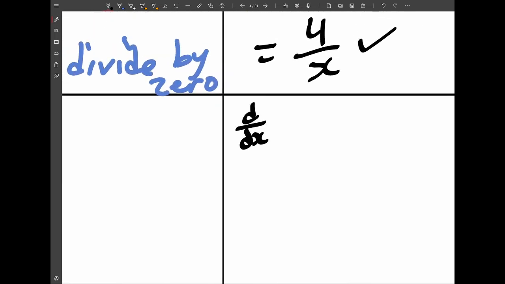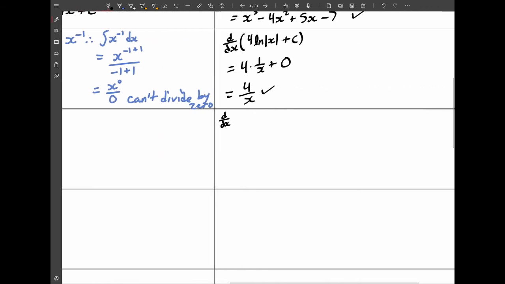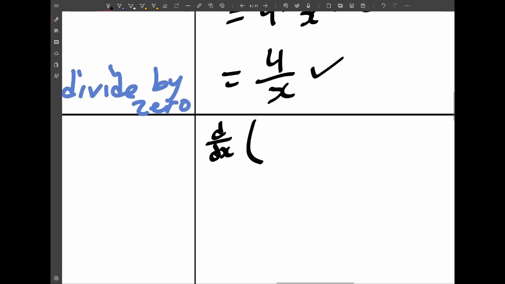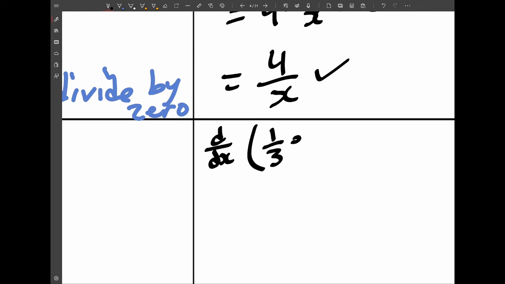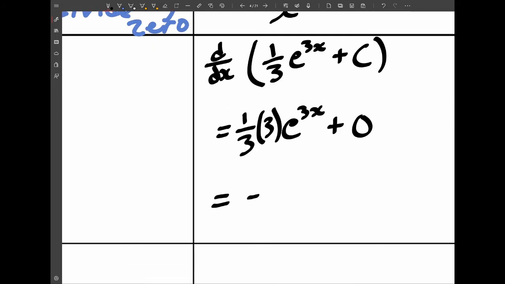d dx. Oh, I almost forgot, plus c. d dx of 1/3 e to the 3x plus c. That's just equal to 1/3 times e to the 3x, but we also have to multiply by the derivative of the interior, which is 3, and the derivative of c is 0. So what we get left with is e to the 3x. Boom.